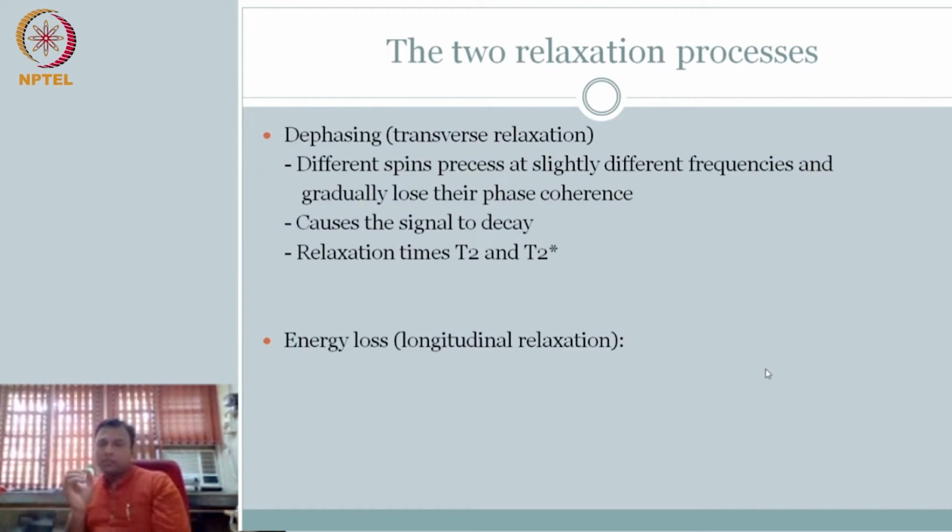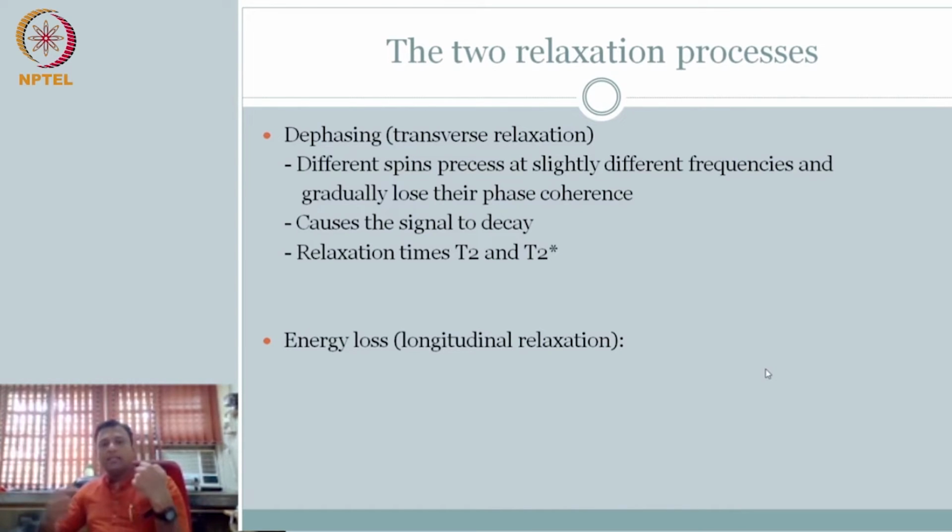So what happens with slight difference? That means some are precessing some more, the neighbor will be precessing some less, and therefore they are not exactly the same value. So the moment the external excitation is off, the small differences start to make them fall apart. They were all one. Now they are falling apart because there are small differences, and with time, the difference will become bigger and bigger. So that is the natural loss.